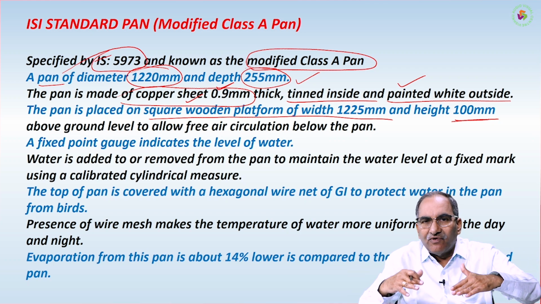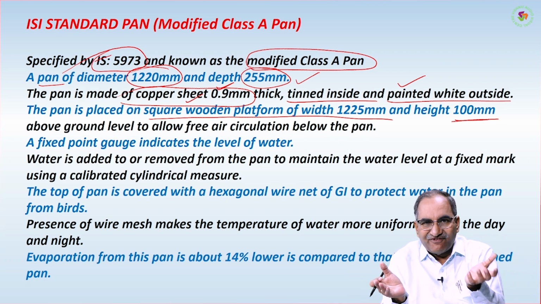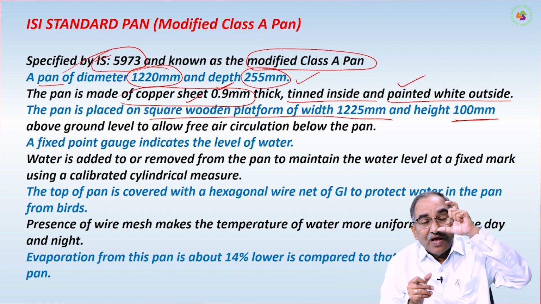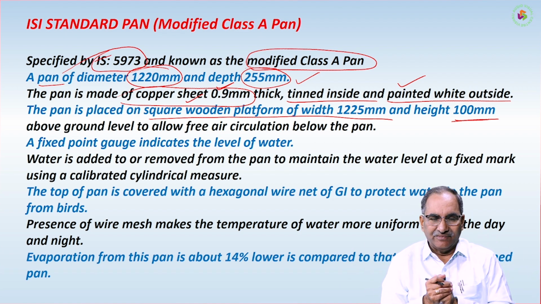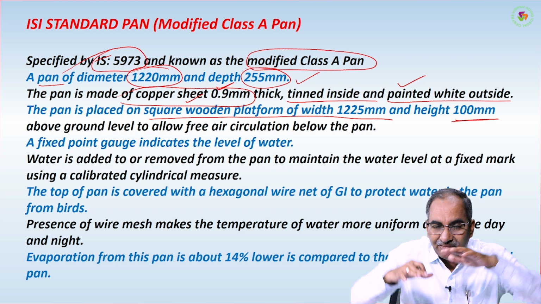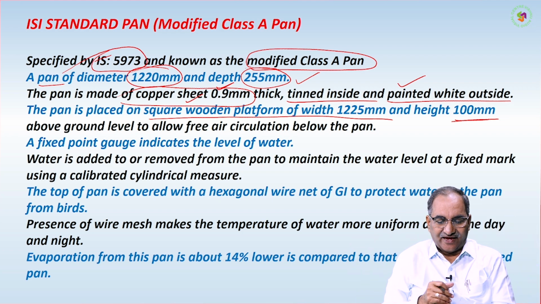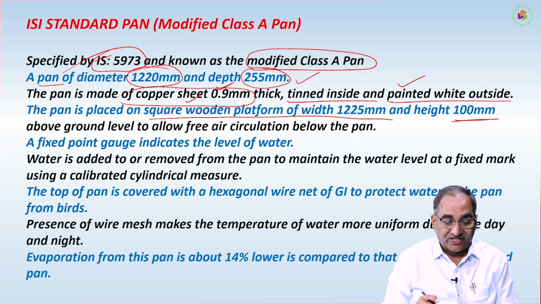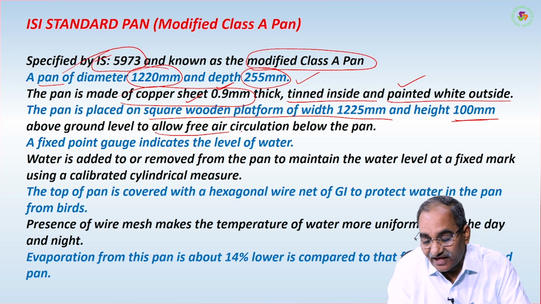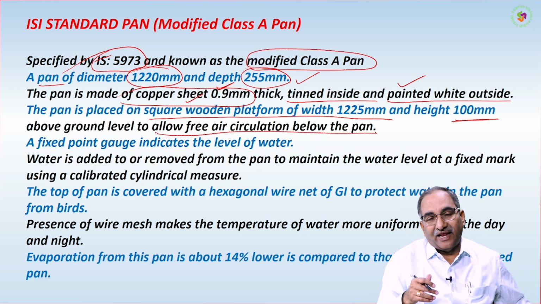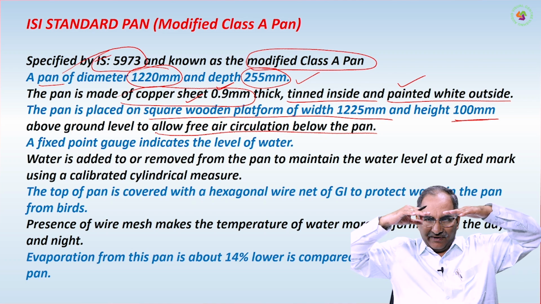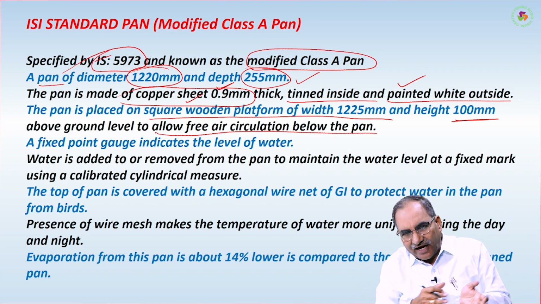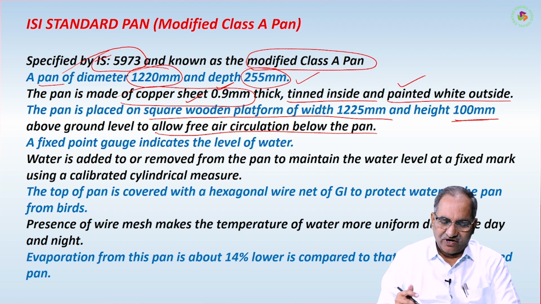Then over that we keep this copper vessel, which has a diameter of 1220 mm, height of 255 mm and thickness of 0.9 mm. The platform should be such that it allows free air circulation below the pan also, so that there is a free flow of air under it. That is one of the important points.